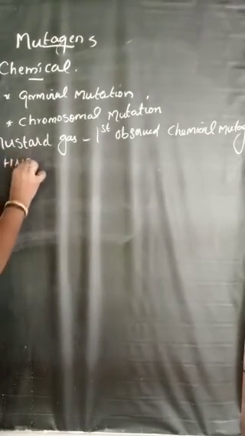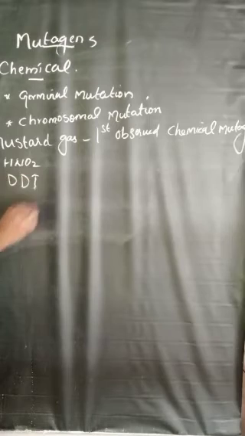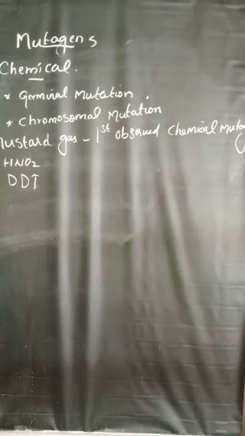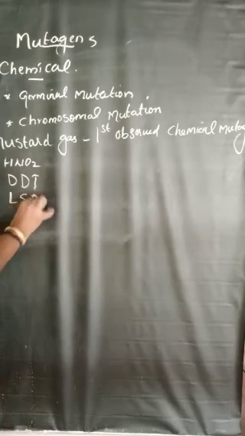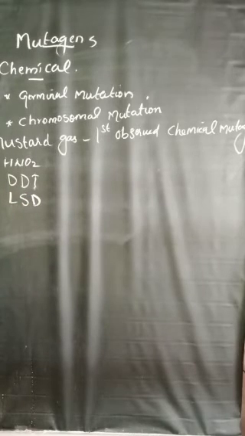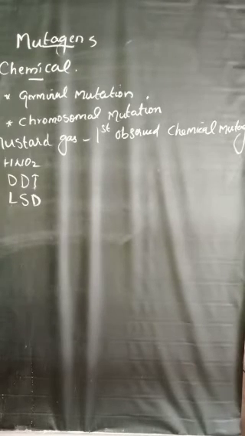Then carbon tetrachloride, nitrous oxide, DDT, that is dichlorodiphenyltrichloroethane. Then LSD, that is lysergic acid diethylamide. Then ethyl urethane, pesticides, organic peroxide. So many types of chemical mutagens you can see.